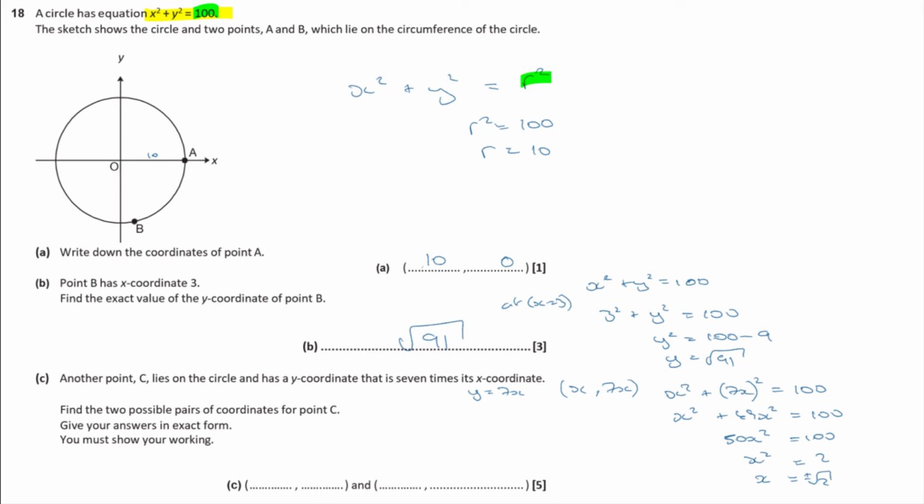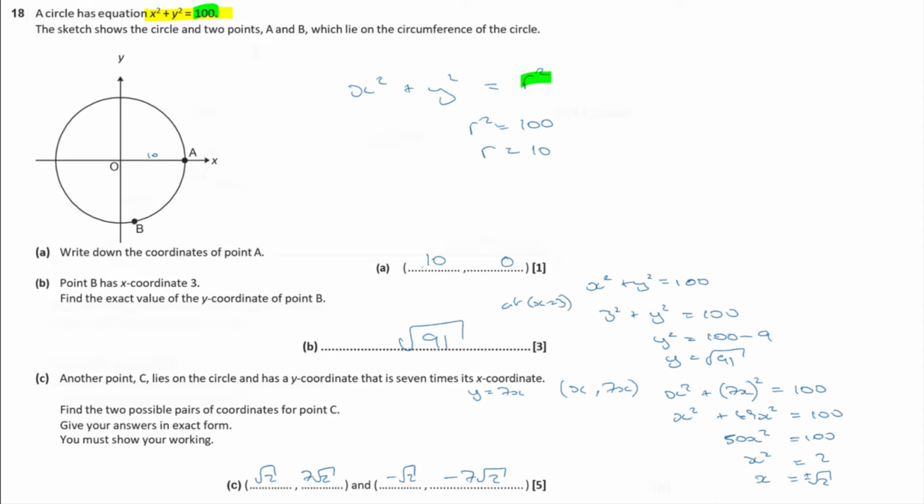So either I'm going to get x is root 2 and minus root 2, and remember y is 7 lots of x, so then y is going to either be 7 root 2 or minus 7 root 2, like that.